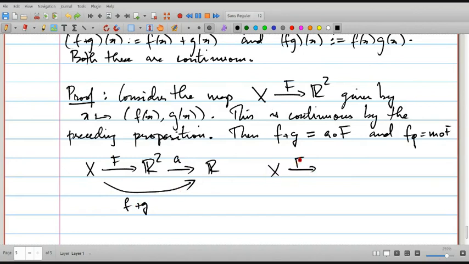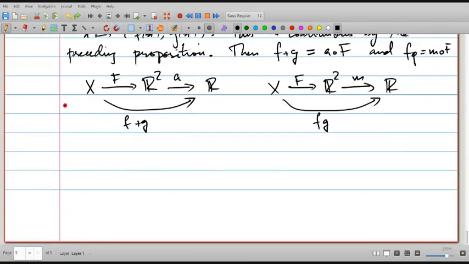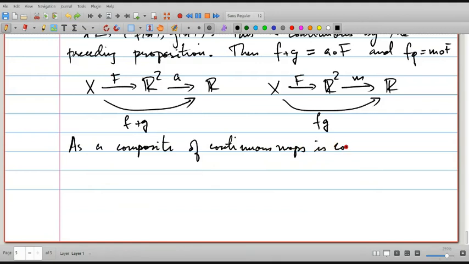And similarly, we have already seen that the multiplication and addition maps are continuous. So therefore, this composite is fg. So as a composite of continuous maps is continuous, the proposition follows.